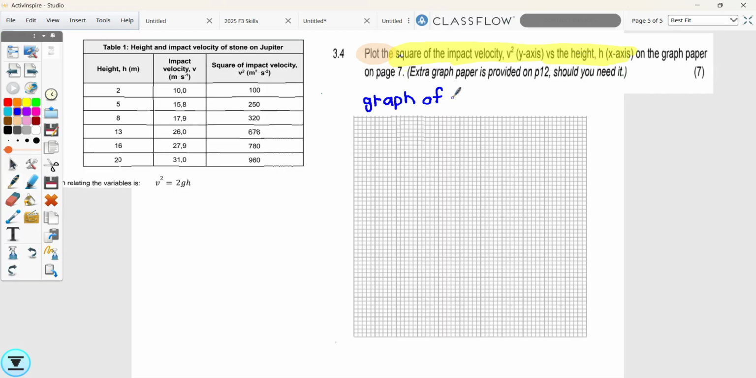Graph of. And you don't even have to use the words. You can say graph of v squared versus height. And we want it at the top of the graph because it's not biology, it's science. Biology is at the bottom. They don't care, we do.